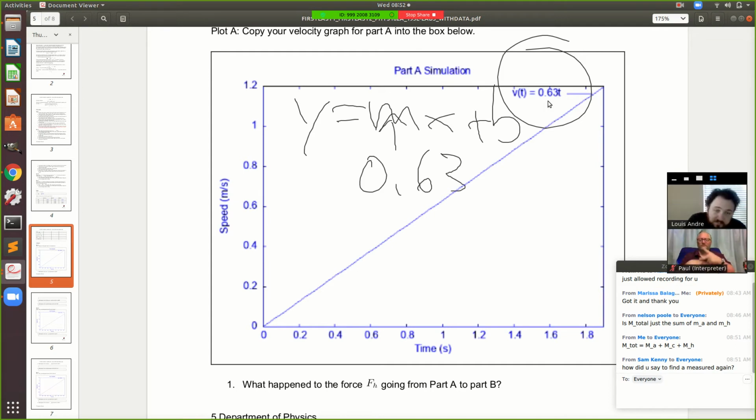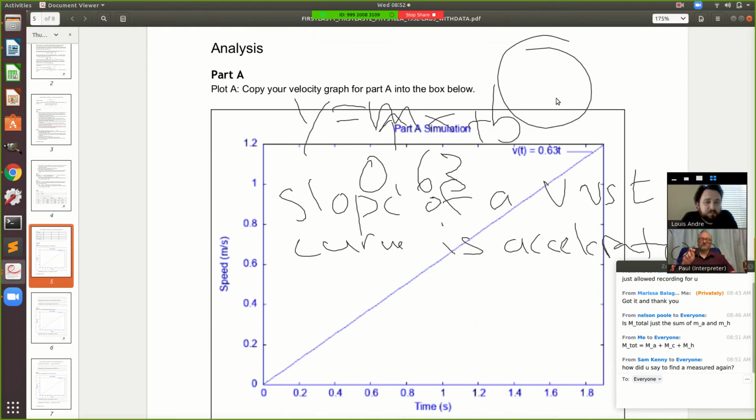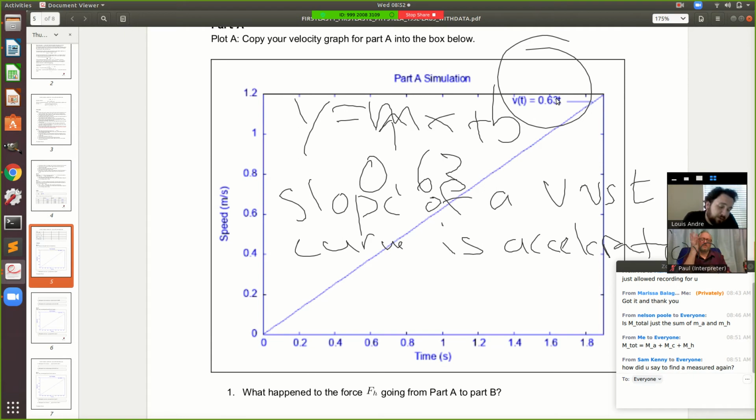Okay, well, the thing we have to remember is that the slope of a velocity versus time curve is acceleration. So this is part A. You can see that the 0.63 must be my acceleration, right? And that's going to be my measured acceleration. Measured because if you were actually doing this lab, that's the one you'd be measuring from the experiment itself. So part A, it's 0.63.